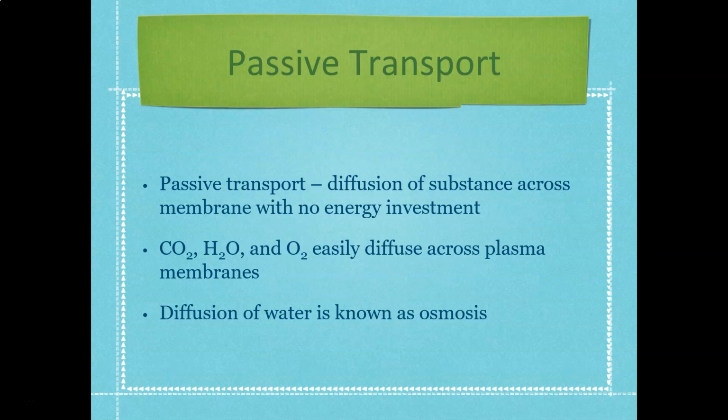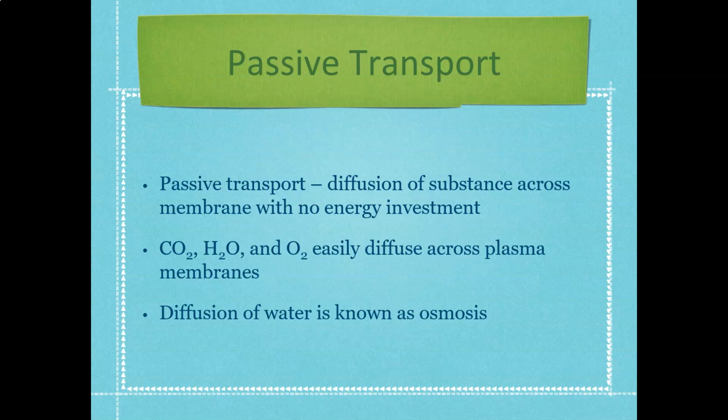So depending on what we're moving and in what direction we're moving it, that determines whether or not energy is necessary. So if we're moving something passively, passive transport, this is moving substances across that membrane, polar, nonpolar, ionic, it doesn't really matter, but we're not going to need any energy investment to do it. AKA, there's no ATP involved here. So all sorts of things, carbon dioxide, water, oxygen, all of these things diffuse across the plasma membrane really easily. We don't need energy to move them.